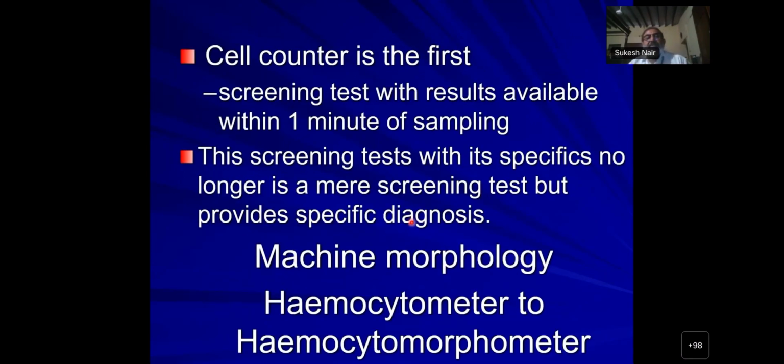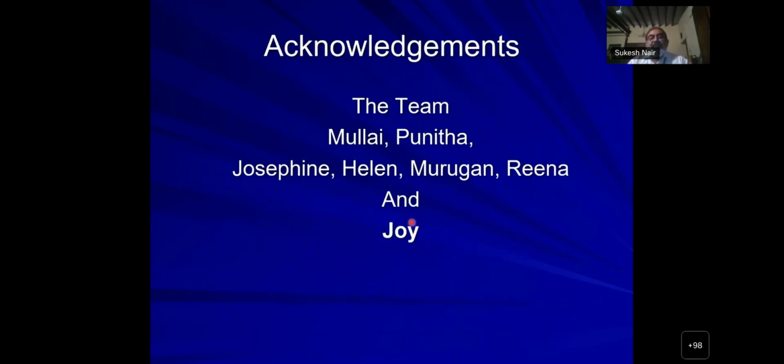So cell counter is the first screening test with results available within 1 minute of sampling. This screening test with its specifics is no longer a mere screening test, but provides specific diagnosis. My colleague Joy Maman calls this machine morphology. I call cell counter hemocytometer, so I call this hemocytomorphometer. Thank you very much. And I hand it over to my partner in crime in cytomorphometry and hemocytomorphometry, Dr. Anil Handu. Thank you, sir.